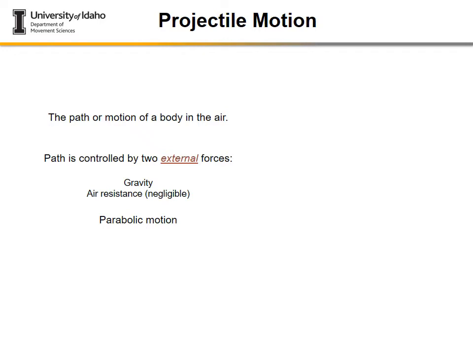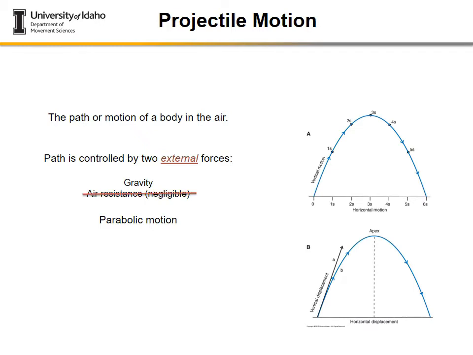Essentially, projectile motion describes the path of a body or an object in air. There are truly two external forces that act on an object when it's in air, gravity being the major one, and then air resistance. Depending on the environment, it's negligible. For our purposes, we're going to cross out air resistance, and we'll only look at the effect of gravity in the equations that we talk about.